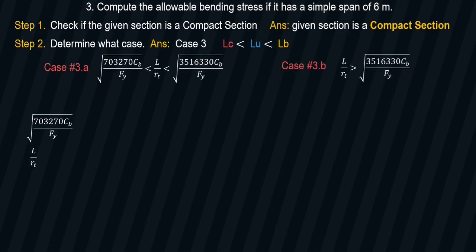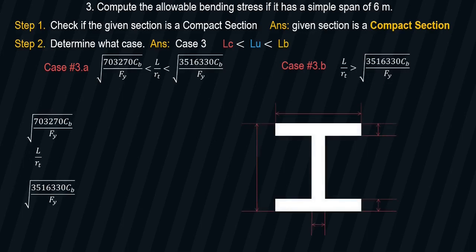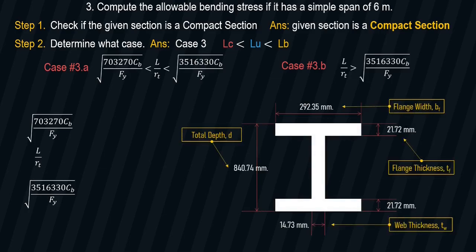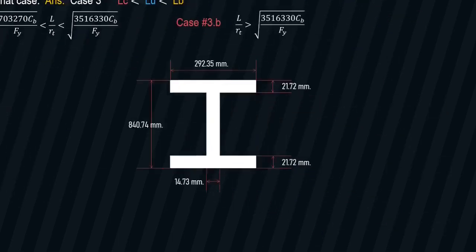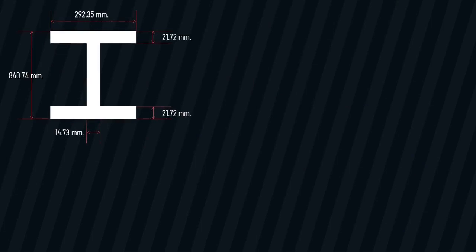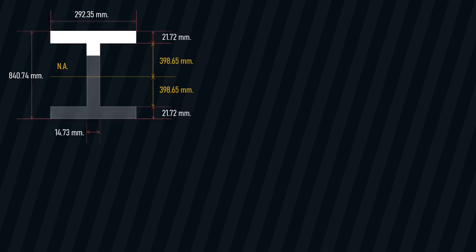And we need to find the value of these three quantities. To do this, we will need the value of RT. From the problem, these are the givens, and we will be solving for the value of RT. So we have the neutral axis here, and the clear distance between flanges is 797.30 mm. So from the neutral axis to one face of the flange, the distance is 398.65. And we will only be considering this portion of the beam.